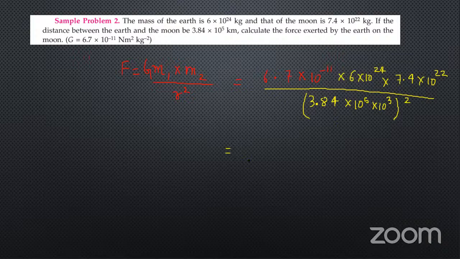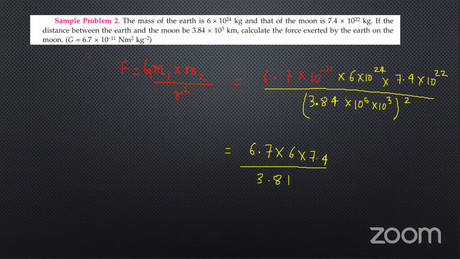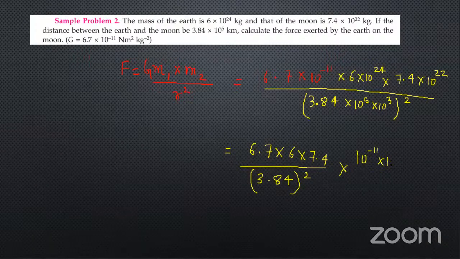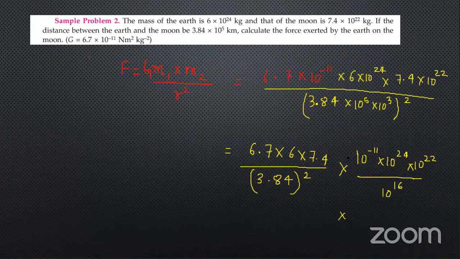Okay. So first of all, separate the numbers. That is 6.7, 6, 7.4, then 3.84 square. This you separate, and after that we are left with 10 to the power minus 11 into 10 to the power 24 into 10 to the power 22 divided by 10 to the power 5 into 10 to the power 3, which is 10 to the power 8. If we square it, it is going to become 10 to the power 16. Solve this portion. I hope this is going to be very easy. So solve this first.